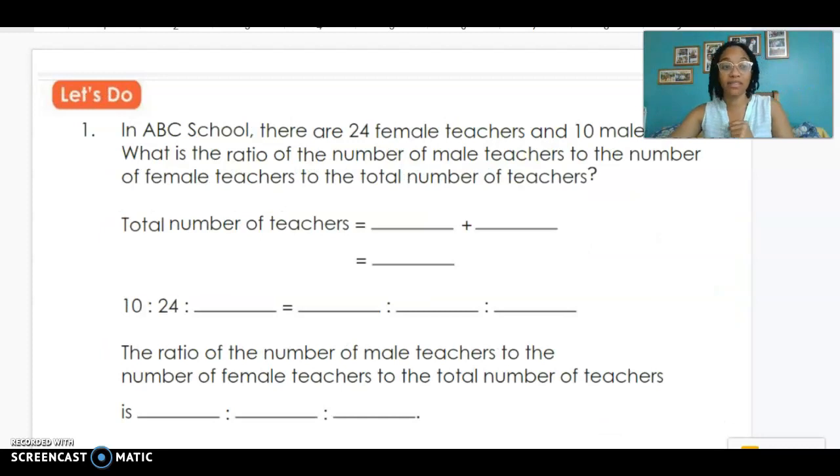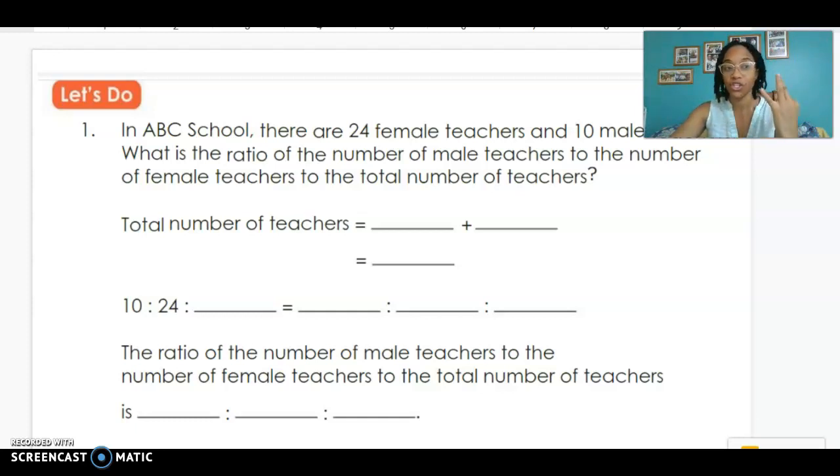Now, this was your problem last week, which we're going to go over the answer for. If you already knew the answer and you got 100 on it last week, you can skip ahead about 1 minute. In ABC school, there are 24 female teachers and 10 male teachers. What is the ratio of the number of male teachers to the number of female teachers to the total number of teachers?